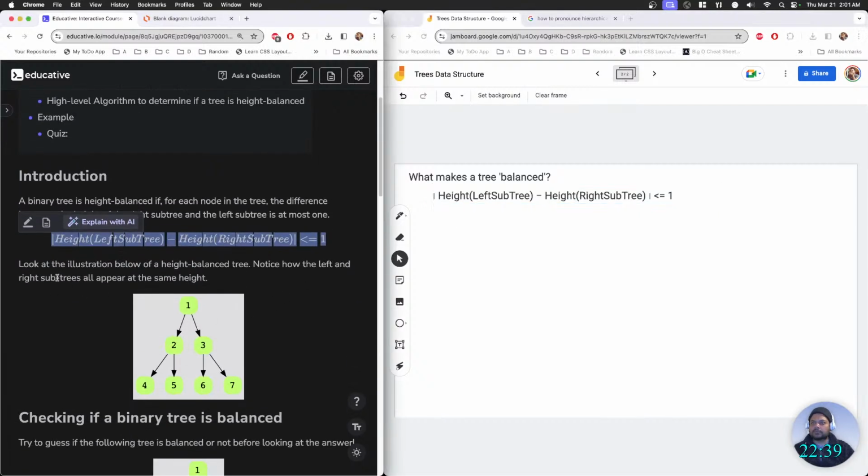Notice to the left, look at the illustration below of a height balanced tree. Oh, here we go. It's a binary tree. Every parent has at most 2 children. Notice how the left and right subtrees are all the same height. Height 1, 2, 1, 2, 1, 2. Right, height is going from leaf to root. Depth is going from root to leaf, so 1, 2, okay.